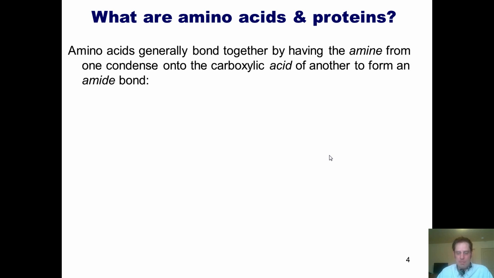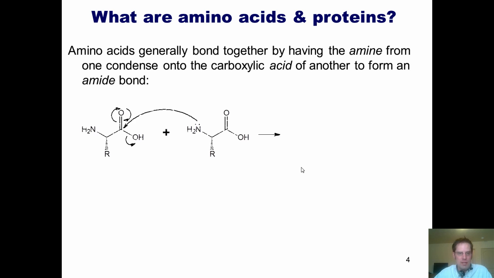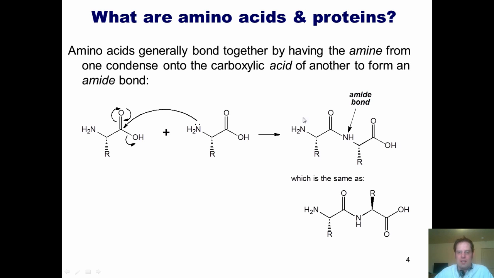Amino acids generally bond together by having the amine from one amino acid condense onto the carboxylic acid group from another to form an amide bond like this one shown here. Now you can see that if I were to rotate around, let's say, this bond right here, we could redraw this di-amino acid as looking like this. It's exactly the same.